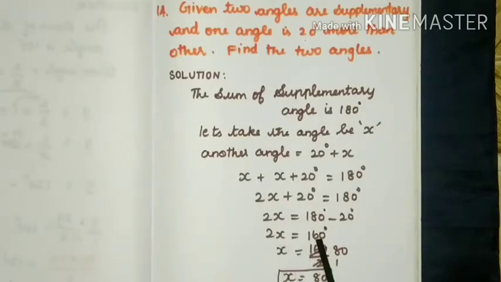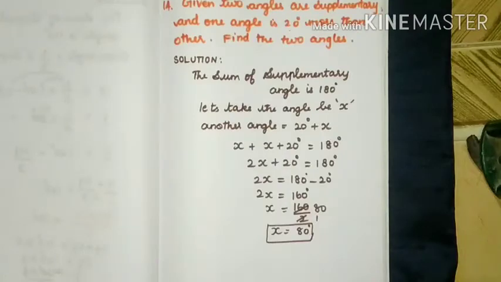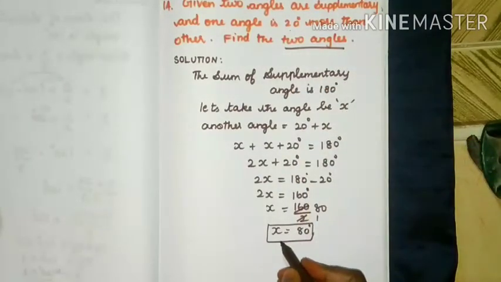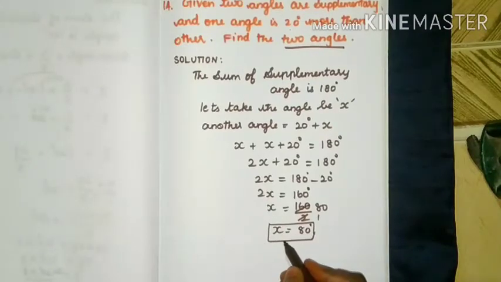Then 2x equal to 160 degree. So the multiplication of 2 will go to right hand side, means it will change into division. 160 by 2 is 80. So the x value is 80 degree. See, in the question they are asking to find two angles. Only one angle we found. So x value is 80 degree.